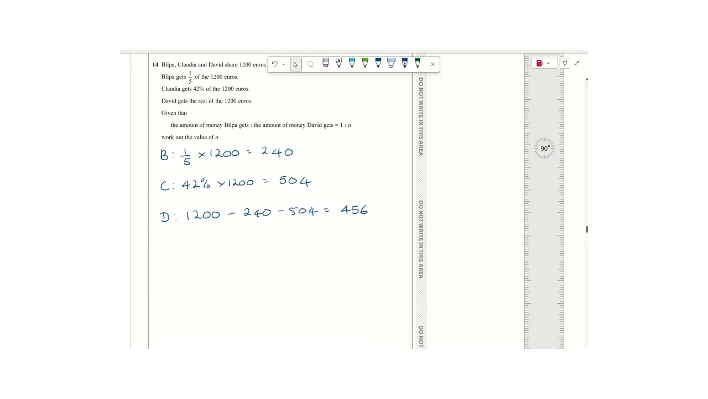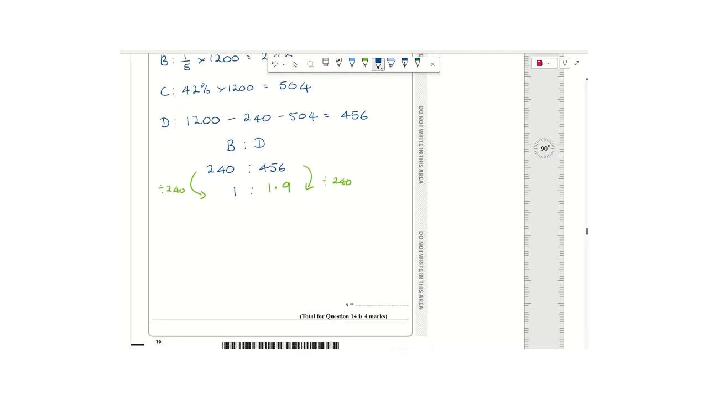So then we've got the ratio is Bilper to David, so that's 240 to 456. And it tells us in the question that we want 1 to n, so Bilper needs to be a 1. So what do we do to Bilper to get her to a 1? We divide by 240. We're going to do the same to this side. So we do 456 divided by 240, which gives me 1.9. So that value of n is 1.9. That's what we need for our answer.